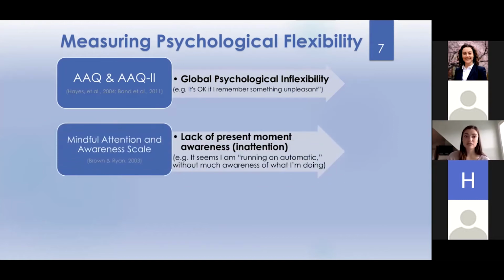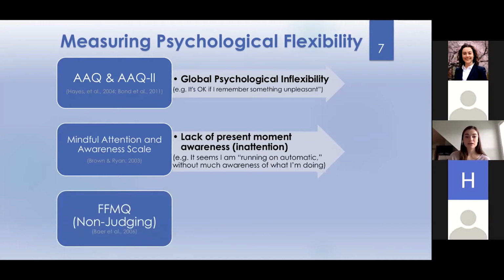And since then, a few scales have actually tried to assess different individual dimensions of the hexaflex model as well, such as the Mindful Attention and Awareness Scale, which measures lack of present moment awareness or inattention. An example item is, it seems I'm running on automatic without much awareness of what I'm doing. And the 5 Facets Mindfulness Questionnaire, specifically the non-judging subscale, is a measurement of self as content, which an example item is, I correct myself when I think the way I shouldn't. So these scales have not comprehensively measured all 12 dimensions succinctly, which is one of the main goals of the current study.